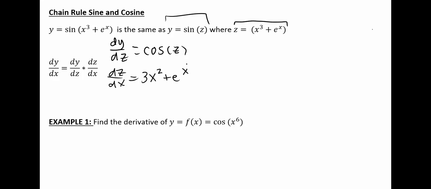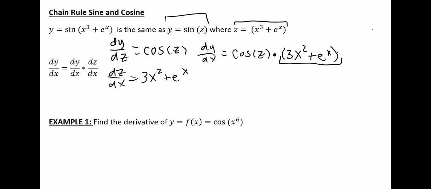Now, when we multiply these two derivatives together, that's how we get the derivative we want, dy dx. So that means we're going to have cosine of z times 3x squared plus e to the x. Now I'm using parentheses around my second term because there's more than one term there. Whenever there's more than one term, I need to use parentheses to indicate that it's multiplying both terms. So that cosine multiplies the entire derivative, not just the first term.